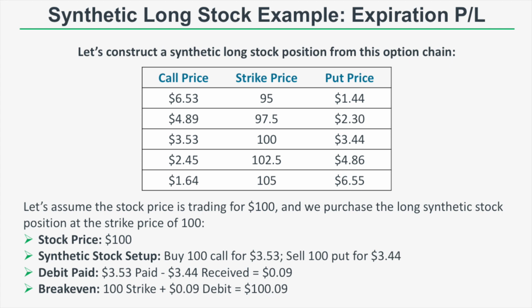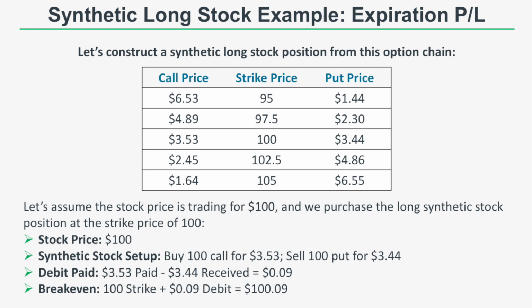So let's look at a synthetic long stock example trade. From the following option chain, we're going to construct a synthetic long stock position. Let's assume at the time of these prices, the stock price is trading for $100. To create a long synthetic stock position, we're going to use the 100 strike price. We're going to buy the 100 call for $3.53, and we're going to sell the 100 put for $3.44. That gives us a net debit paid of 9 cents, which brings our break-even price to the 100 strike price plus the 9-cent debit, which brings our break-even price to 100.09.